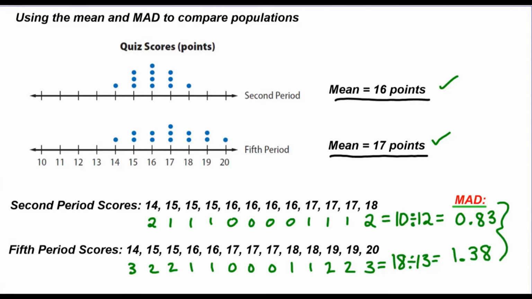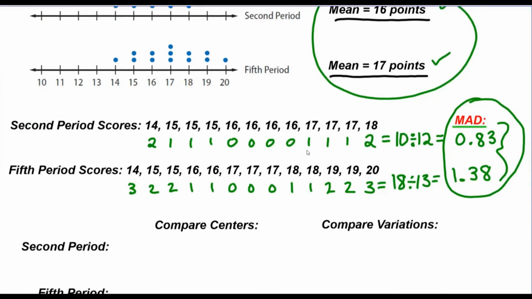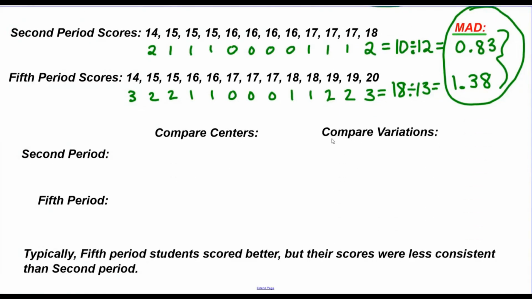So now we need to make an inference. We need to make a conclusion. What can we conclude about fifth period and second period quiz scores? Well, judging from the measures of center, we could say that typically the fifth period students scored better. Not much, but they scored better. And then if we look at their measures of variability, we would see that they were a little less consistent, though. Their scores were more spread out. They have a larger MAD. That tells us that there's more variability in their scores, or they're less consistent. So if I was to make an inference or a conclusion, I might say something like, typically, fifth period students scored better, but their scores were less consistent than second period.